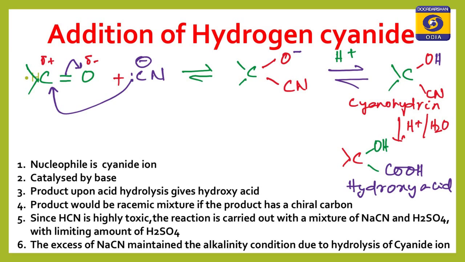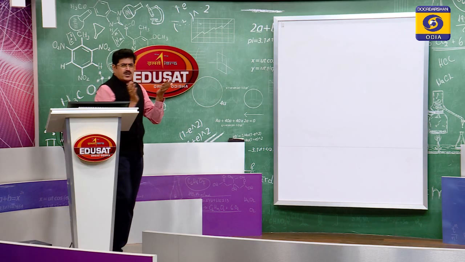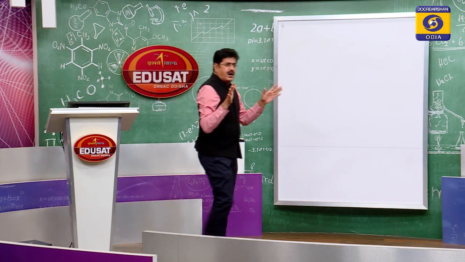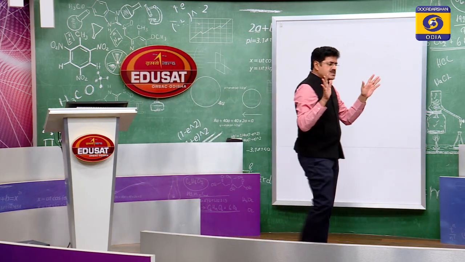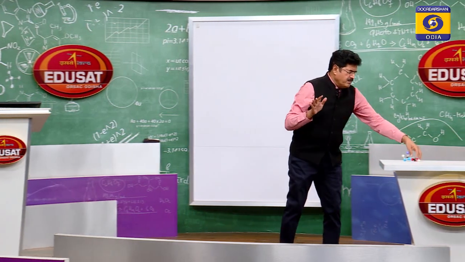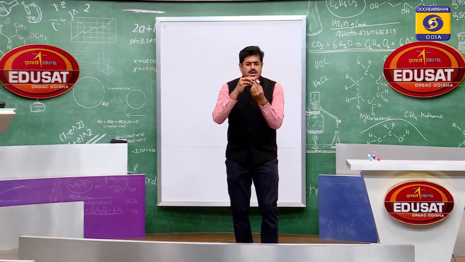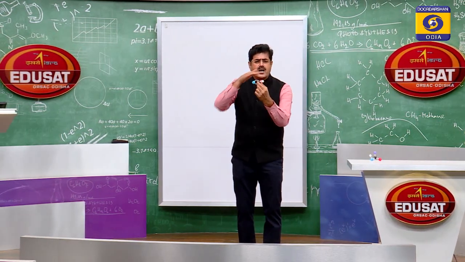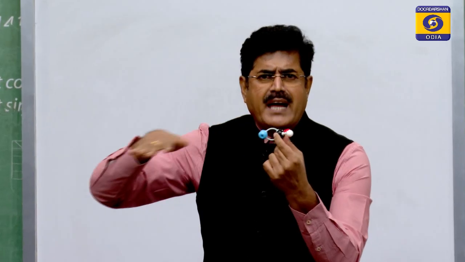The product would be a racemic mixture if the carbon atom in the product is chiral. Why? Because the carbonyl group, the carbon-oxygen double bond, is planar. As you know, I have already shown you this carbonyl group. Planar means all the atoms lie in the same plane.